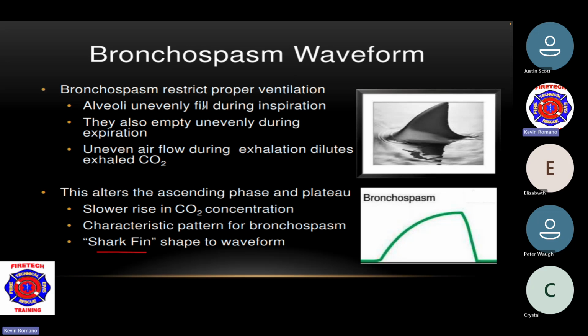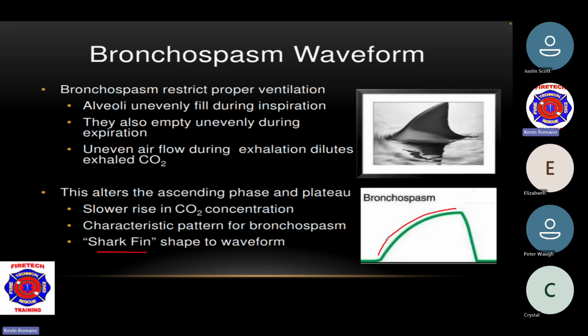The alveoli unevenly fill during inspiration, and then they also empty unevenly during expiration, which causes that rounded shape, that shark fin. Uneven air flow during exhalation dilutes the exhaled carbon dioxide. This alters the ascending phase of the plateau, a slower rise in carbon dioxide concentration, and that's the characteristic pattern for the bronchospasm.